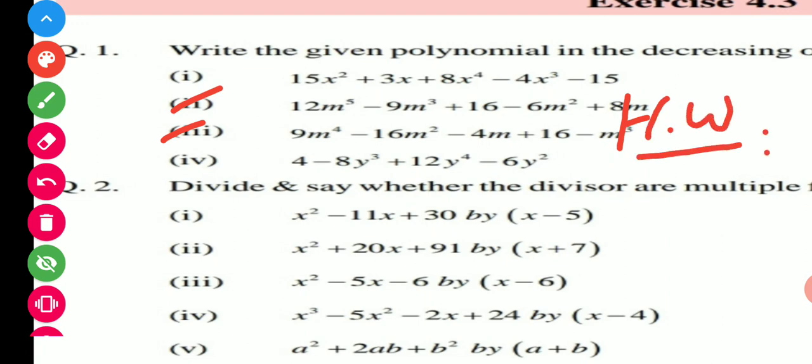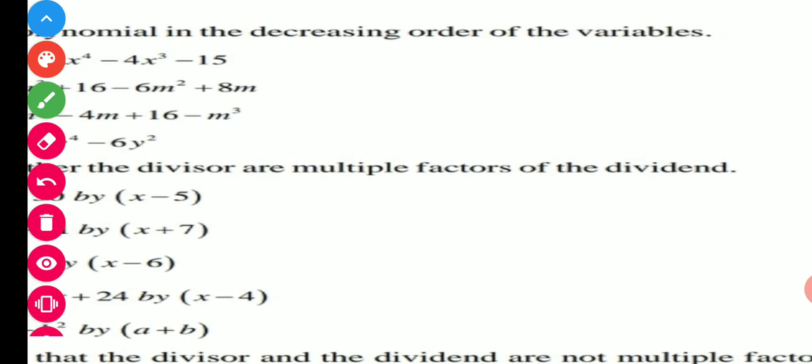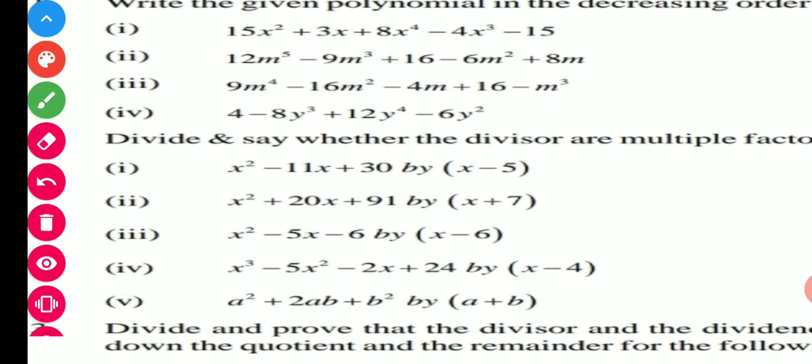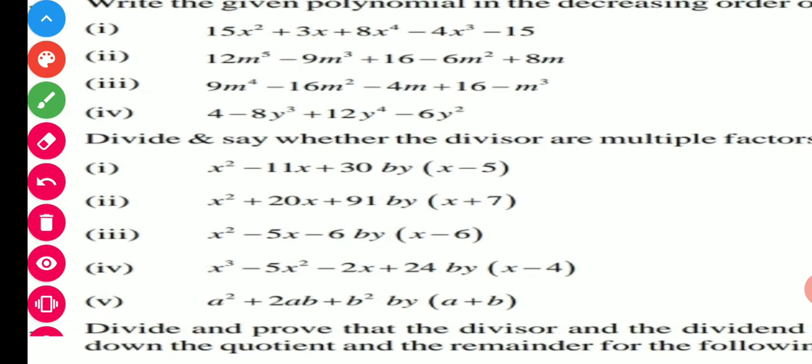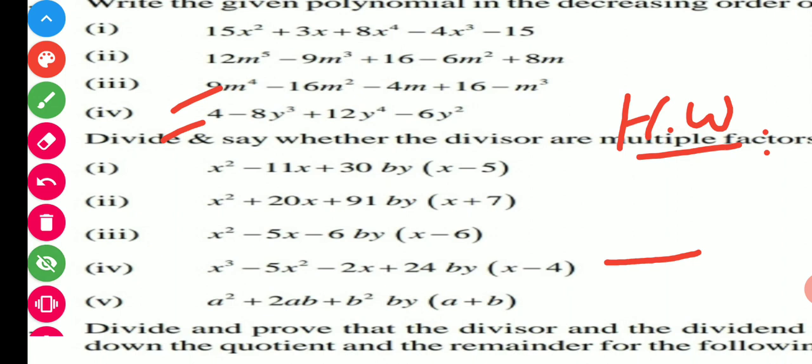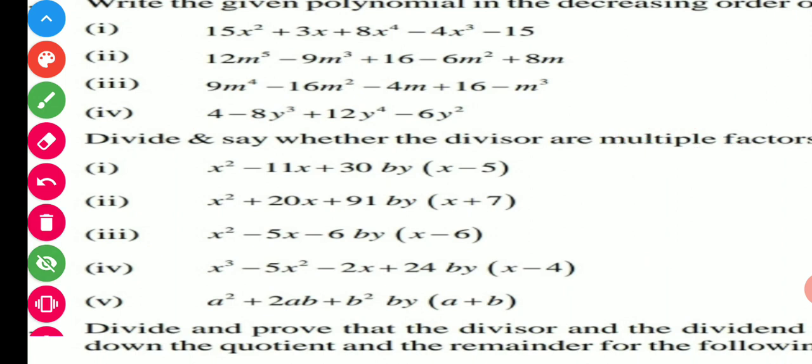Now divide and say whether the divisors are multiple or factor of the dividend. Whether this divisor is a factor of the dividend or not, we have to tell after dividing. How can we tell this? So if remainder is 0, that means it is a factor. If remainder is 0, I will do your first question.